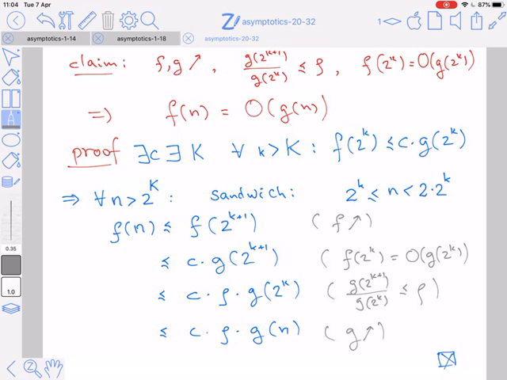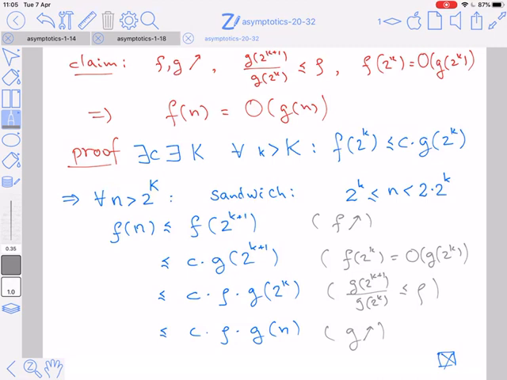Okay, so the claim is that if f and g are monotonically non-decreasing, if g is well behaved, when you multiply the argument by 2, g increases by a factor of at most rho, and f is big O of g with respect to powers of 2, then we want to prove that f is big O of g with respect to every n. Okay, now, f is big O of g with respect to powers of 2 means that there exists a constant c, and there exists an uppercase K, such that for every lowercase k greater than the uppercase K, f of 2 to the k is less than or equal to the constant times g of 2 to the power of k. This is exactly this statement.